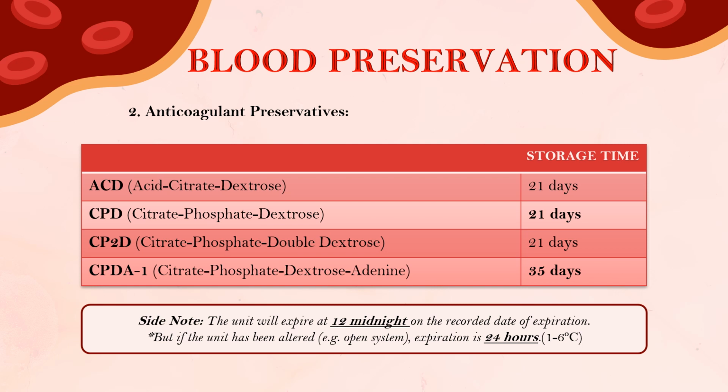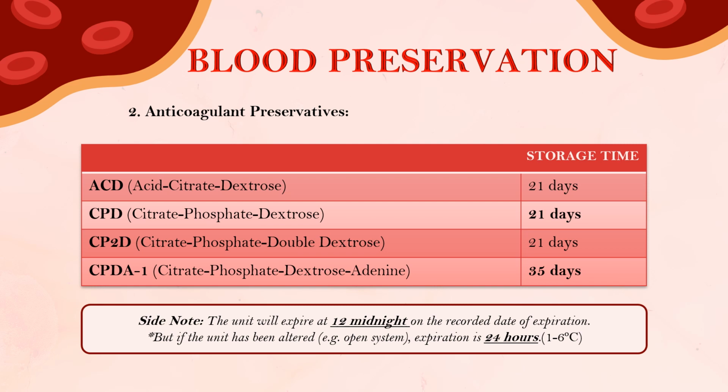These are the primary anticoagulant preservatives used in blood banking. We have ACD or acid citrate dextrose, CPD or citrate phosphate dextrose, CP2D or citrate phosphate double dextrose, and CPDA1 or citrate phosphate dextrose adenine. So as you can notice, class, ACD, CPD, and CP2D all have 21 days shelf life, while CPDA1 has 35 days of shelf life.